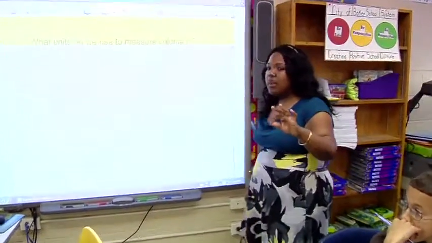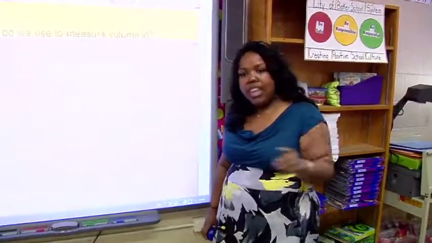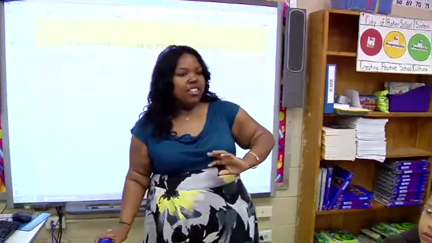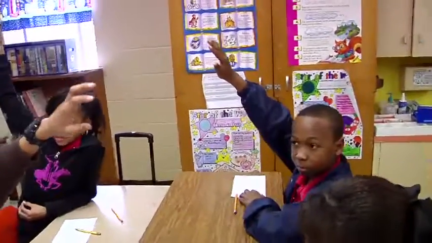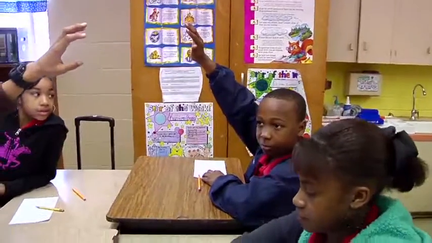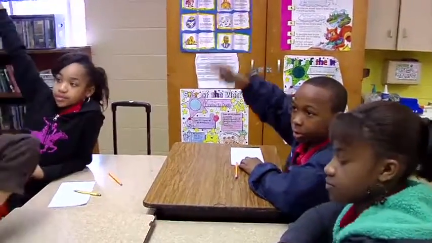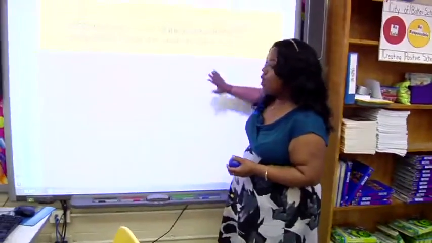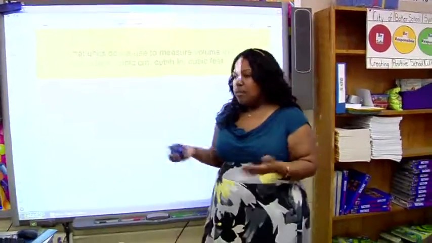What are some units that can be used to measure volume? Yes, ma'am. Cubic centimeters. Good. You can write your name on the board. Cubic meters. That's a good one. I put that one on the board, but you can definitely put that one up there. Cubic inches. Cubic feet. And there's one more that I haven't put up here, but I'm going to. And it's called improvised units.